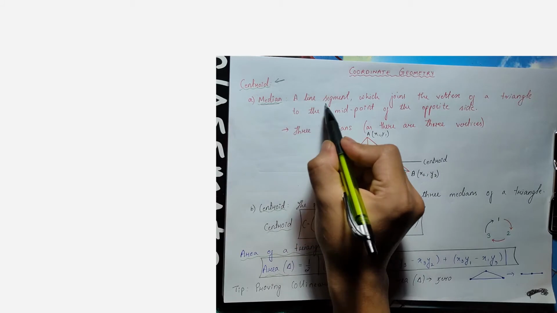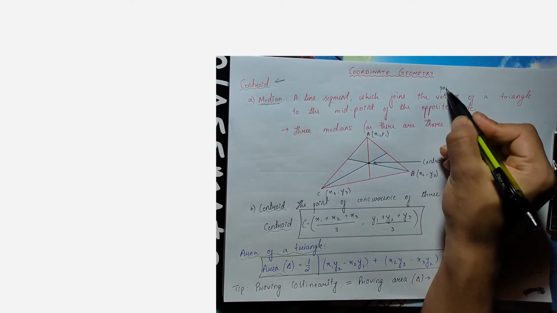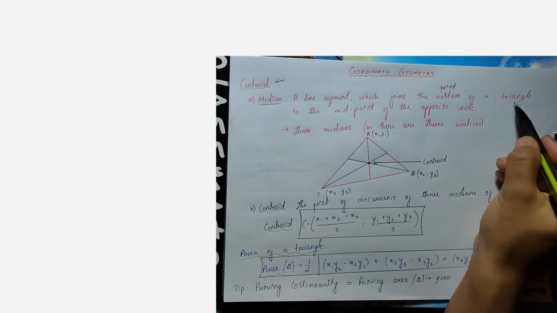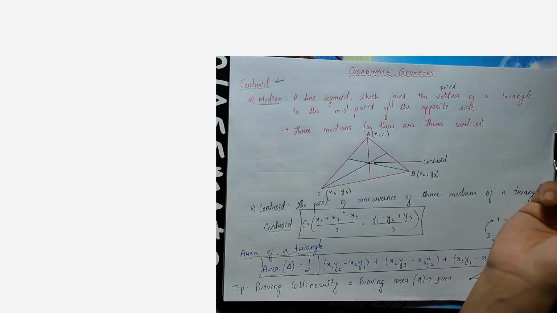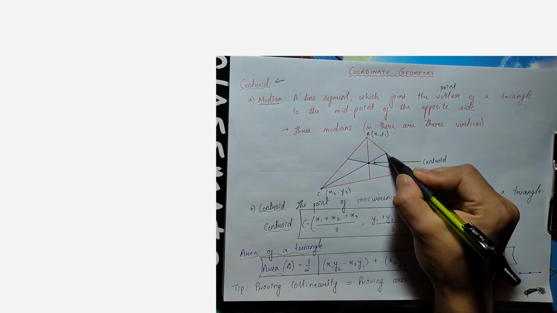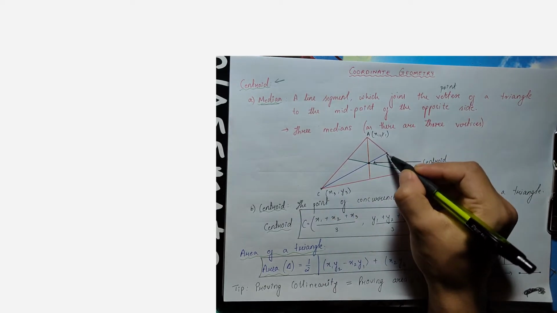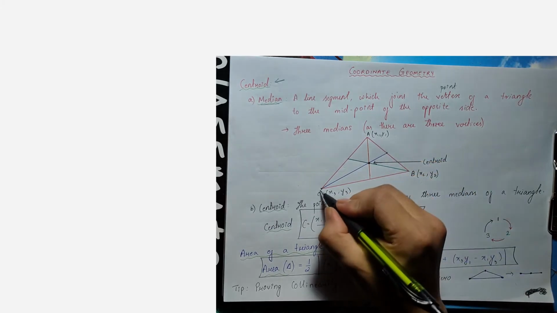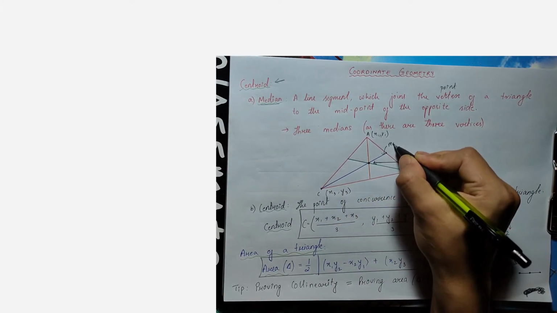What is median? A line segment which joins the vertex, that is point, of a triangle to the midpoint of the opposite side. So in this diagram, this is our vertex, so the opposite side will be this. So if you join a line from this vertex to the midpoint of this line, then this becomes our median.